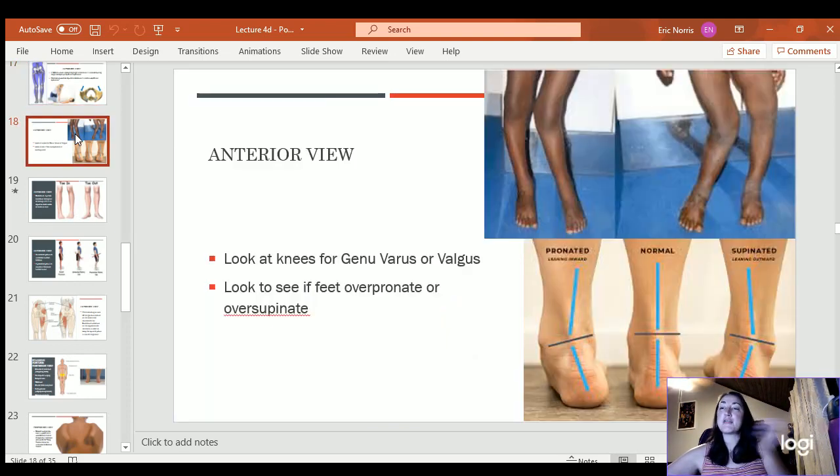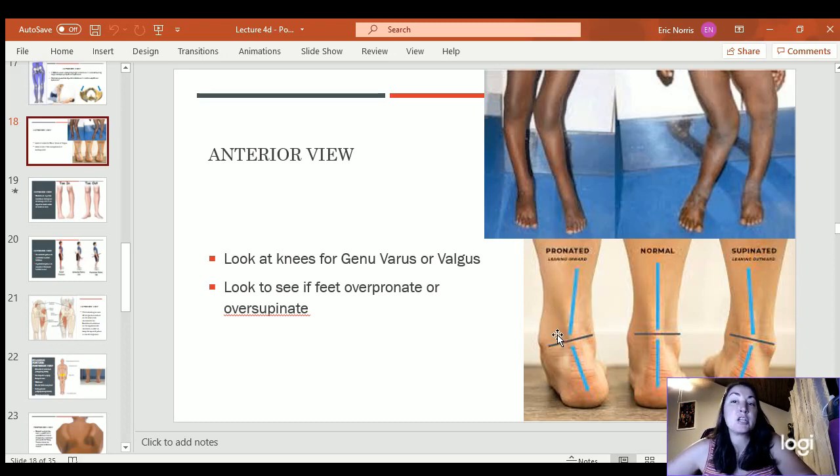All right, so another thing you can see from the anterior view is genu varus. Of course, that's bowing out of the legs, and genu valgus, that is caving in of the knees. Knock-kneed would be valgus, bow-legged would be varus, and then overpronation or oversupination. I couldn't find an anterior view of overpronation and oversupination to put as a picture. You can see it from the anterior view.